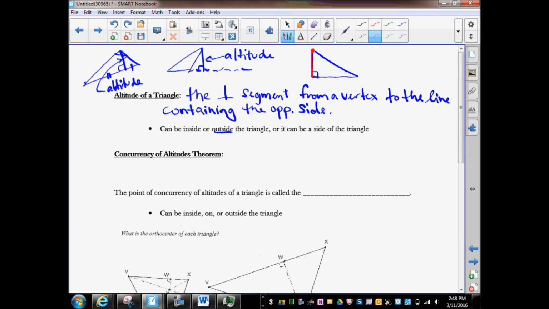So that's why it can be inside, as we see here. It can be outside, as we see here. Or it can be the side itself. But each triangle will have 3 altitudes. Right now I'm just highlighting each different one. You go from vertex to opposite side. From this vertex to the opposite side. From this vertex to the opposite side.